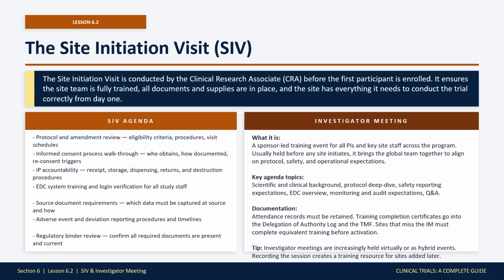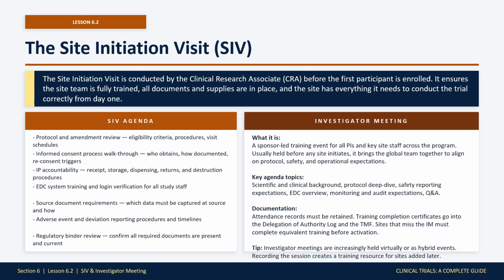The site must demonstrate that it understands how to receive, store, dispense, and document every unit of investigational product. EDC system training. Every staff member who will enter data is trained and verified to have working login credentials. Source document requirements. What the site must record in the medical record versus what can be captured directly in the EDC. Adverse event and deviation reporting.